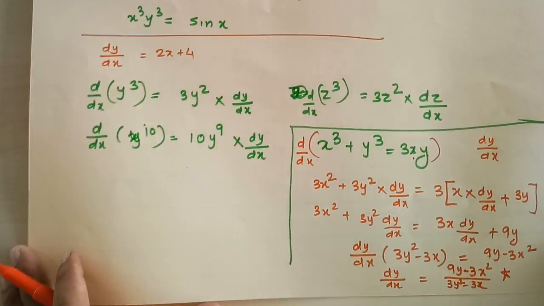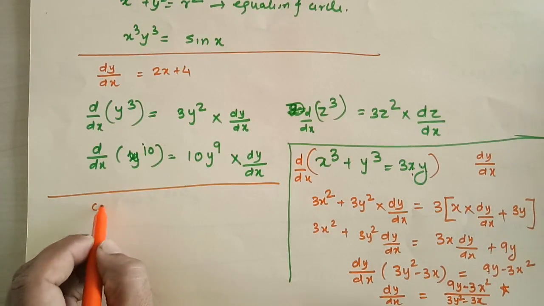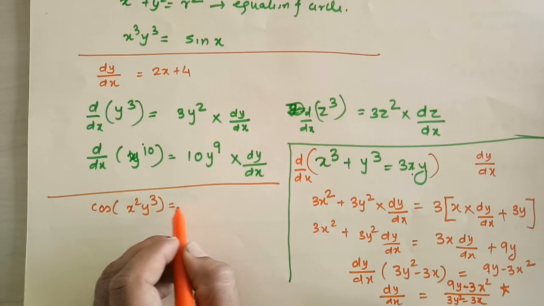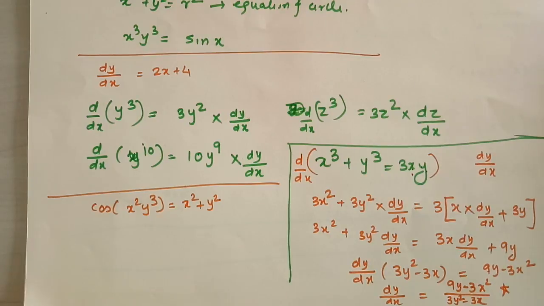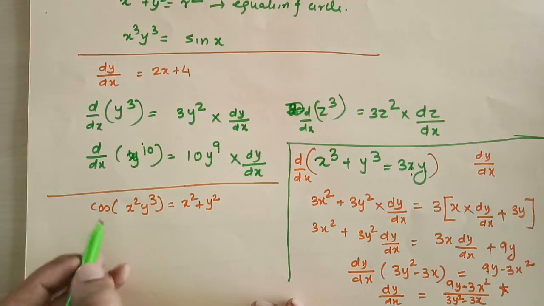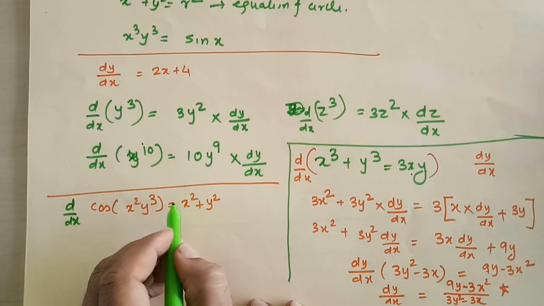Now let's try one more example for this. Let's say I'm trying to differentiate cos of x squared y cube equals x squared plus y squared. I want to differentiate this. It's interesting. First of all, I have to be really alert, I need to know the chain rule pretty well for this example. So you differentiate both the sides, you attach d by dx.